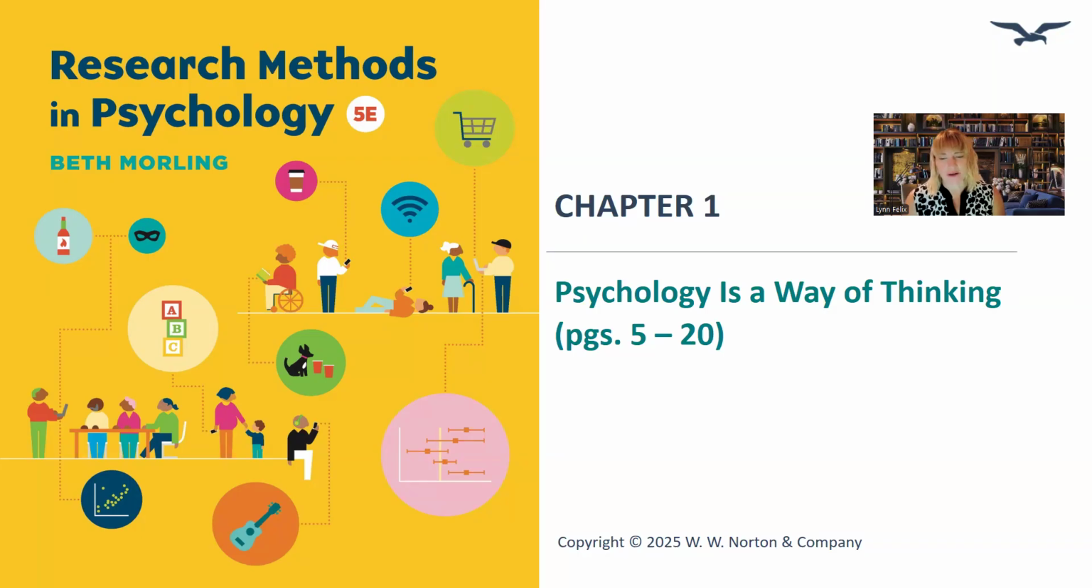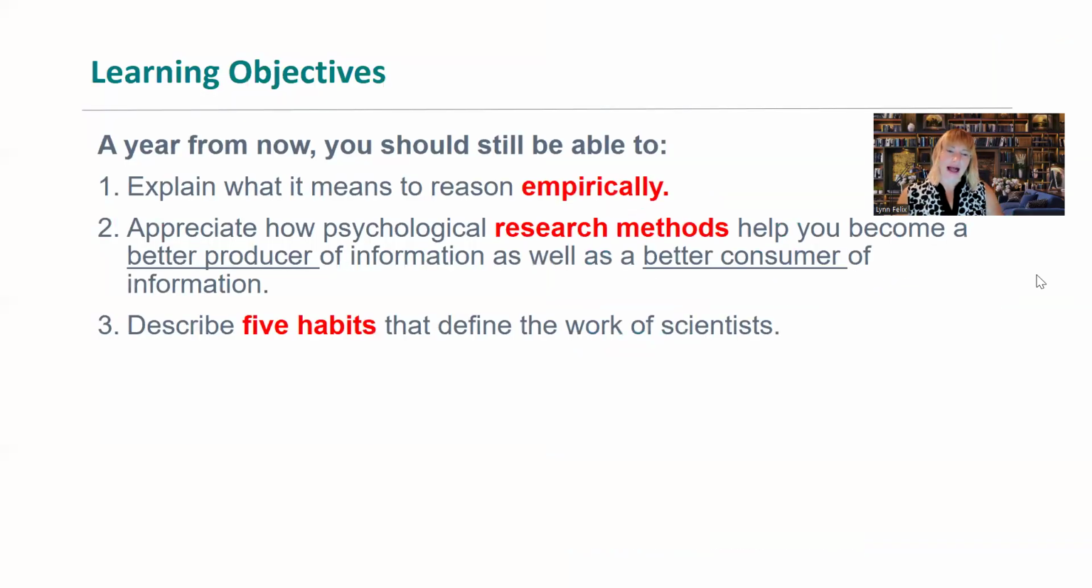This lecture will be covering Chapter 1, pages 5 through 20 of your guys' textbook. So please make sure that you read those as well. So I put the learning objectives up for you guys today. By the end of this chapter, you should be able to explain what it means to reason empirically, appreciate how psychological research methods help you become a better producer of information as well as a better consumer of information, and describe 5 habits that define the work of scientists.